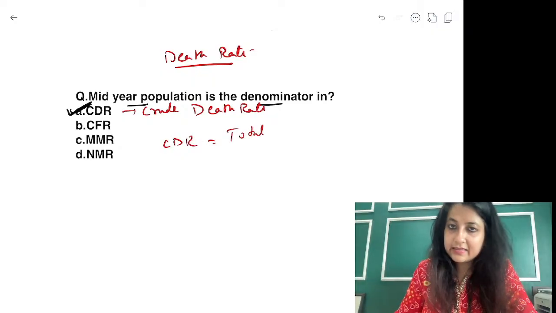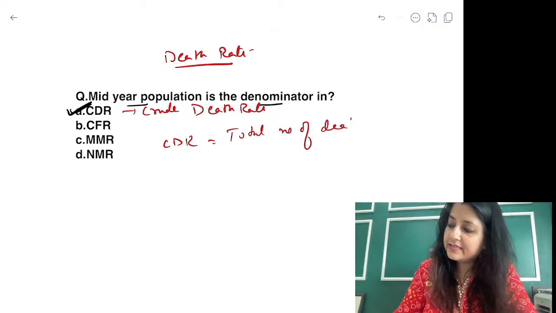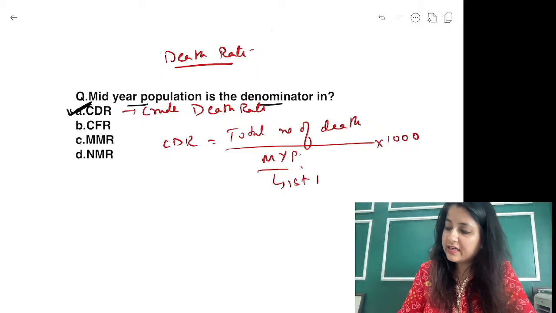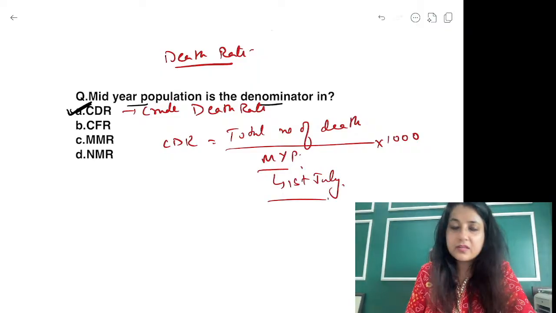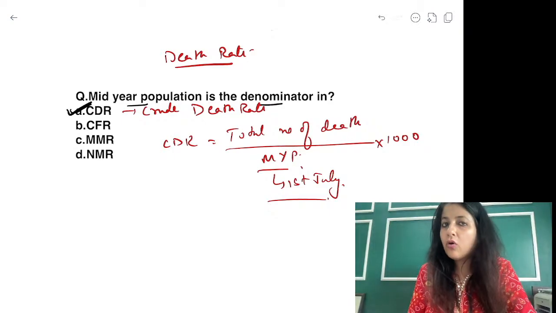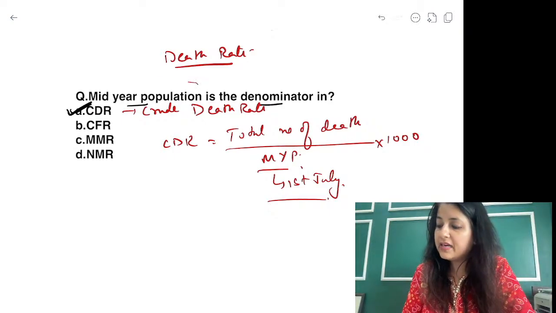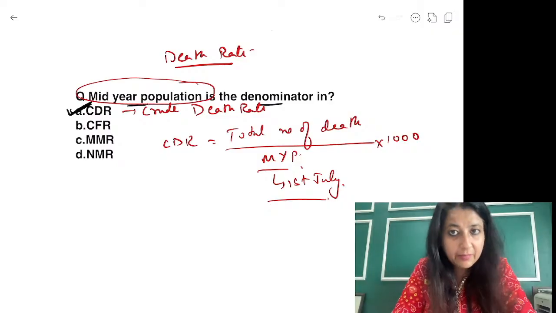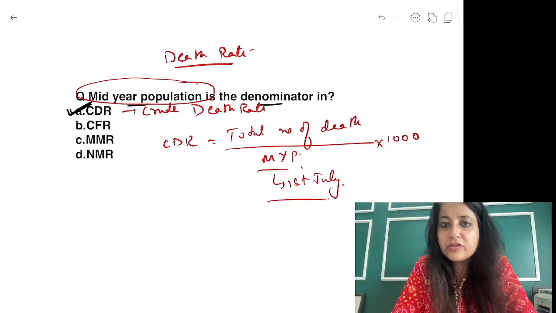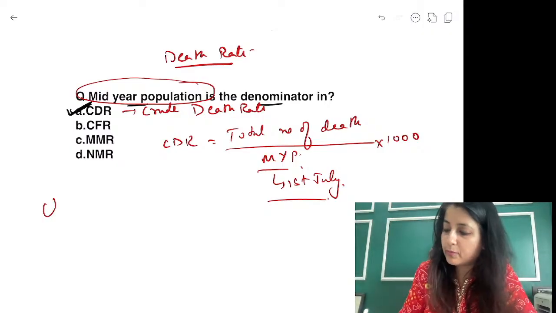Crude death rate is nothing but total number of deaths per 1000 mid-year population. Mid-year population we take on the 1st of July. Okay? Wherever you get a death rate, the denominator will always be mid-year population. Whenever a death rate comes in a question, mid-year population will be in its denominator. Like age specific death rate, again you will have the denominator mid-year population.